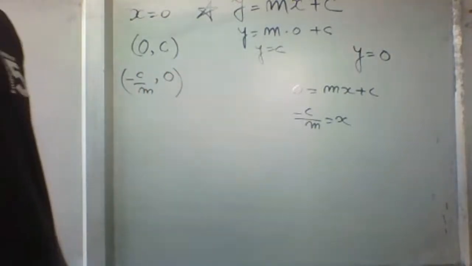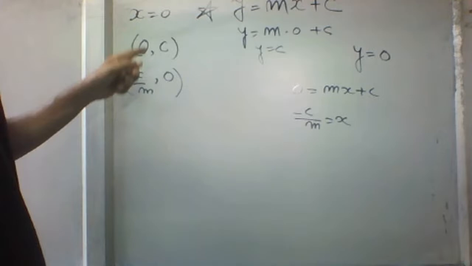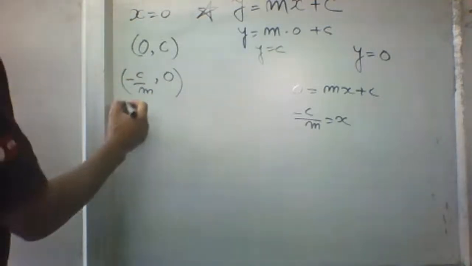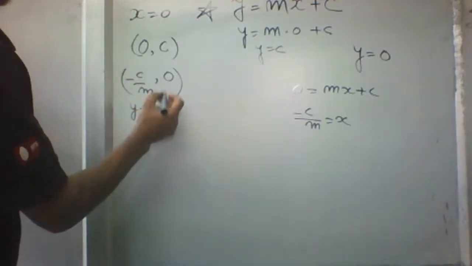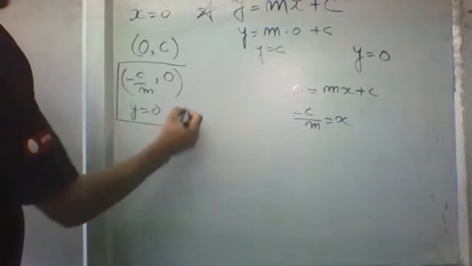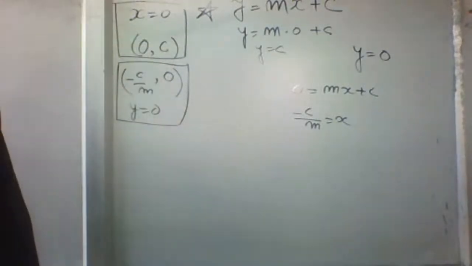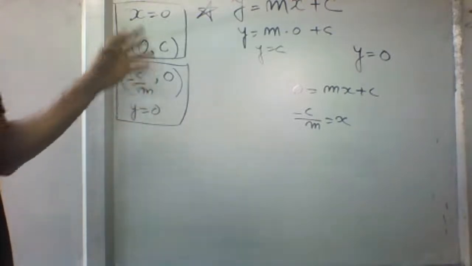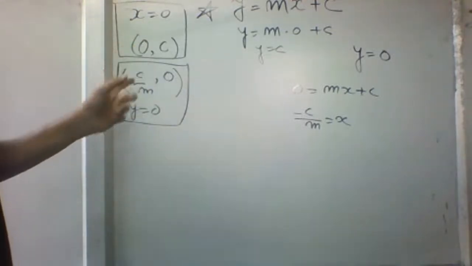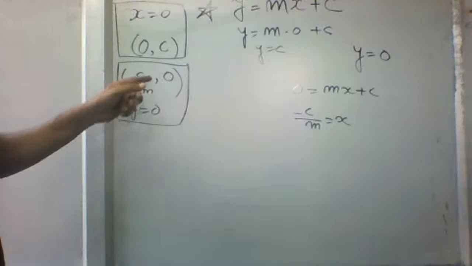Important thing. By putting x is equal to 0, we are getting this, and by putting y is equal to 0, we are getting this. So this block is for y is equal to 0, and this block is for x is equal to 0. We have made two types of coordinates: (0, c), and (minus c upon m, 0).